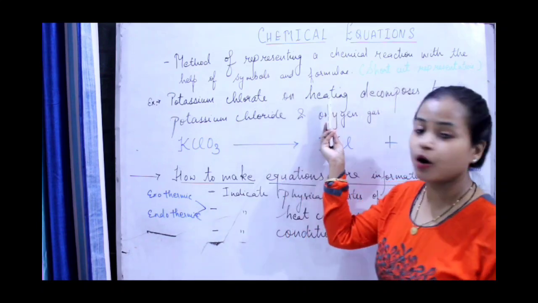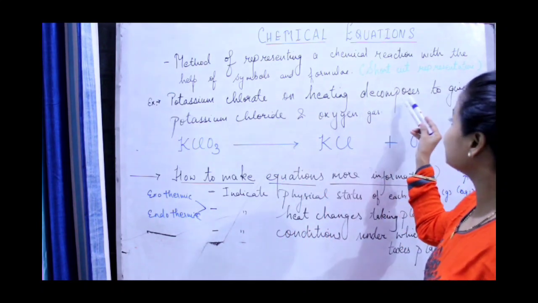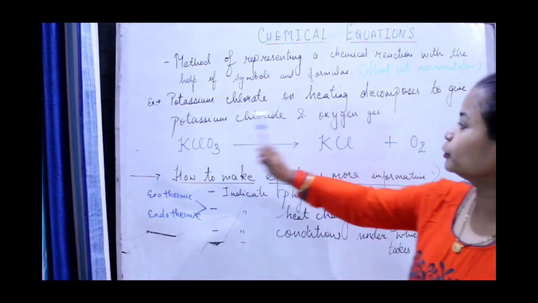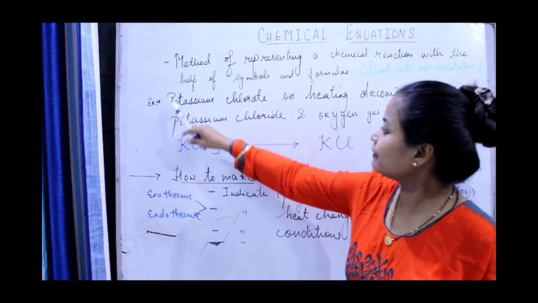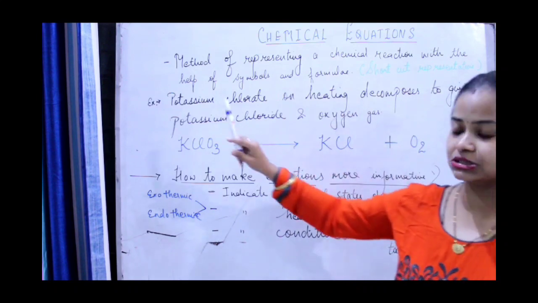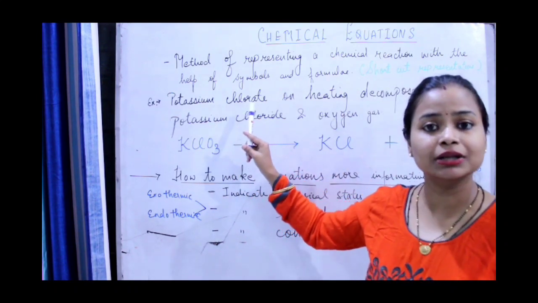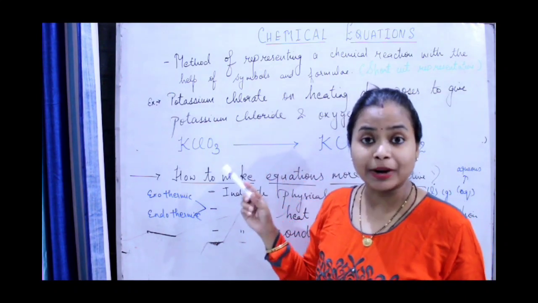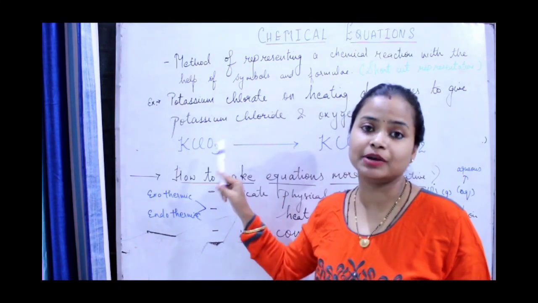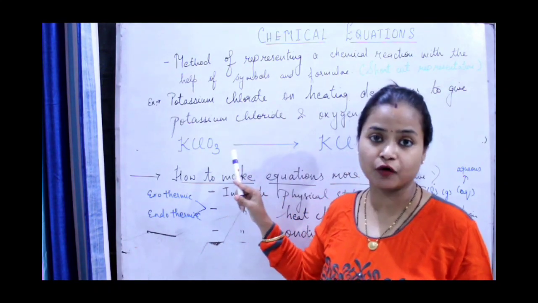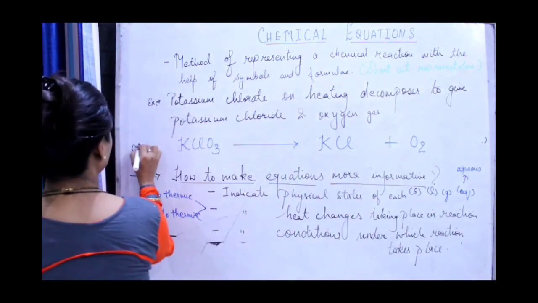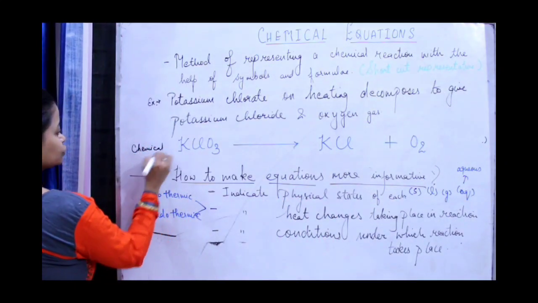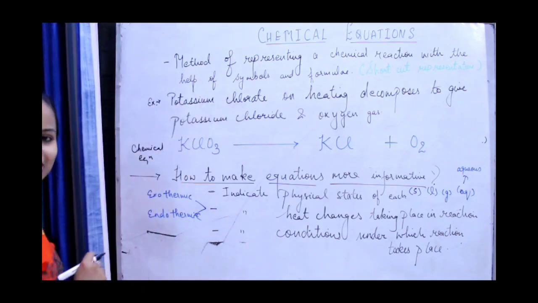Potassium chlorate, upon heating, will decompose to give potassium chloride and oxygen gas. Okay. When I am writing this in words like this, it depicts what? The chemical reaction. But when the same thing I am writing in the form of symbols and formulae, then that is known as a chemical equation. So this is the chemical equation of this particular reaction.